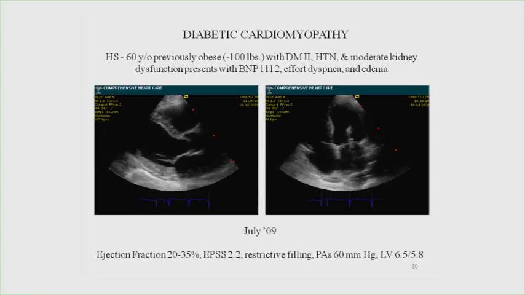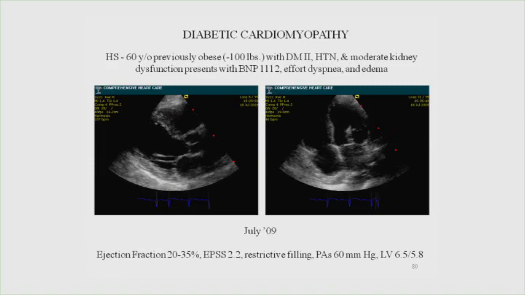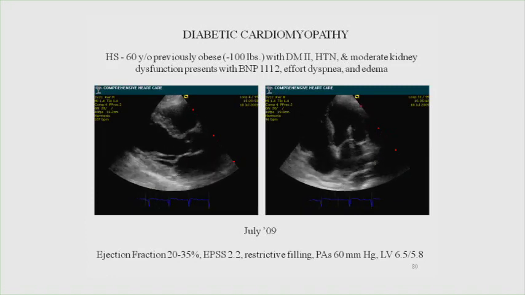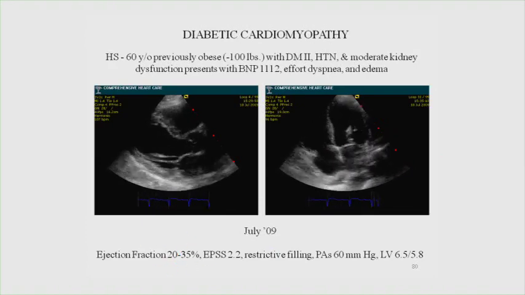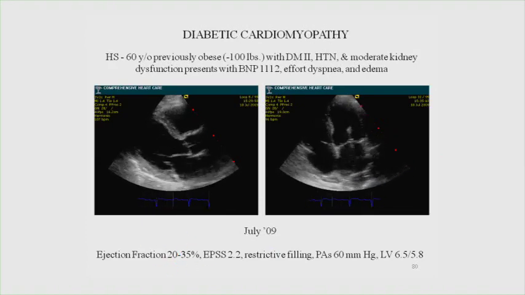cytokine release. He had lost 100 pounds before he met me. He had diabetes, hypertension, moderate kidney disease. His BNP was over 1,000. It's supposed to be 100. And he's short of breath. He's got ankle swelling. We do an echo. It's not looking so good. Ejection fraction 20 to 25% actually. The heart was stiff, pulmonary hypertension.